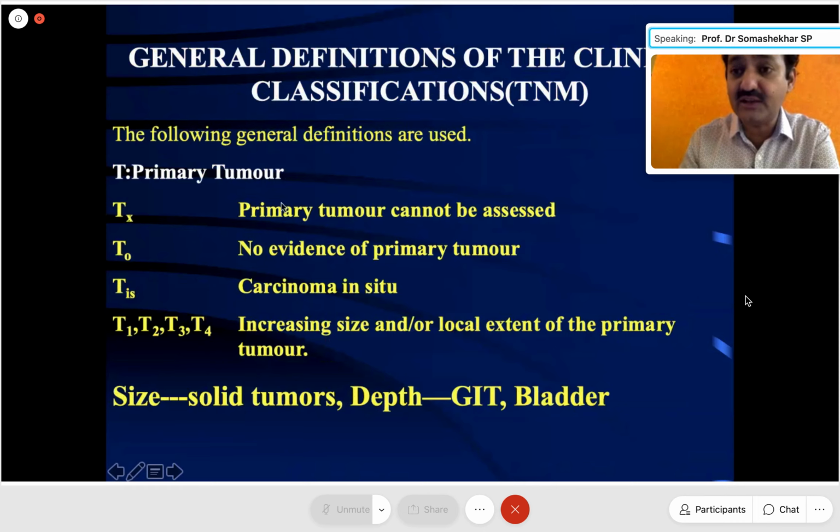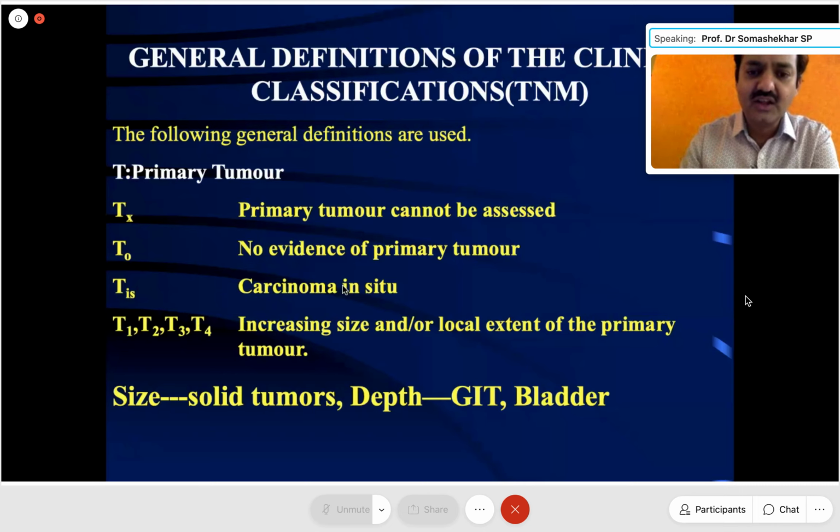Now we have certain values, which are Tx, T0, T1. So TIS means in situ. Ductal carcinoma in situ. Remember, according to the new AJCC, lobular carcinoma in situ is not TIS. It has been removed from malignancy. LCIS is not a pre-malignant condition now. It is not an in situ.